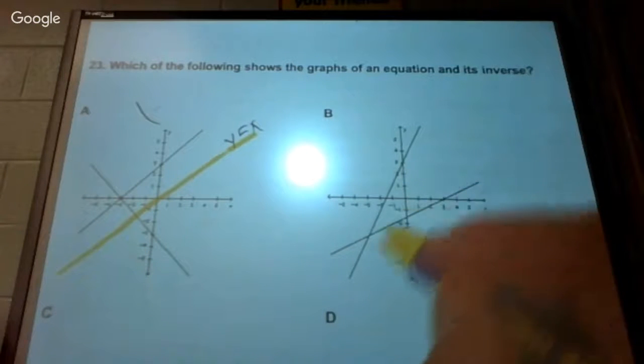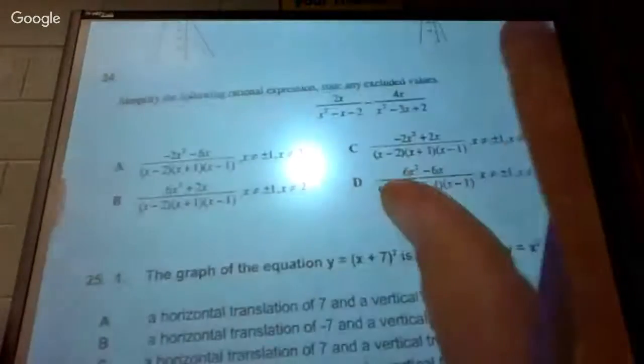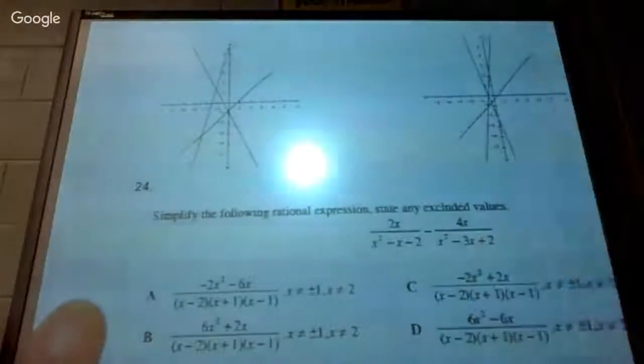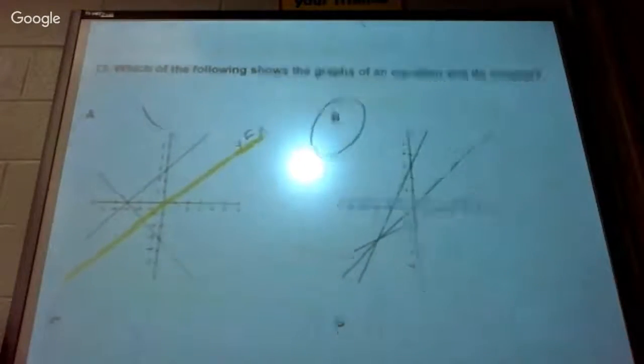Now, B looks like you can. B looks good. Let's look at C and D. It's on the next page. C, no. D, no. So the answer is B. That's how you tell something's an inverse. You draw that 45-degree angle line. All right.